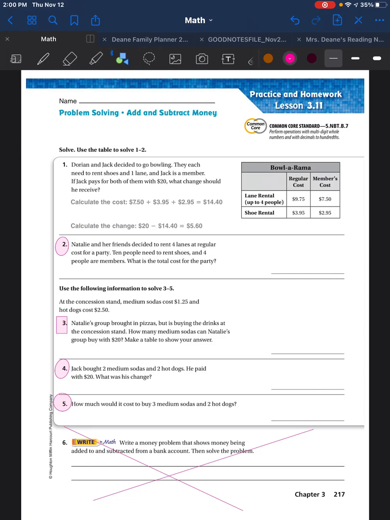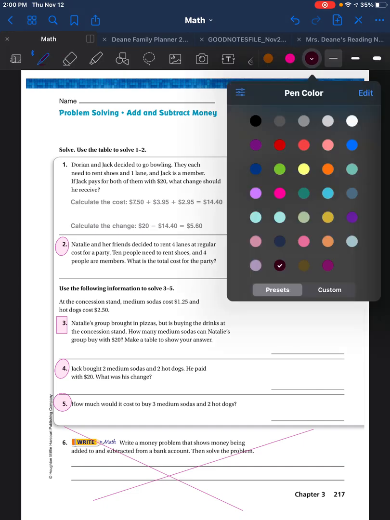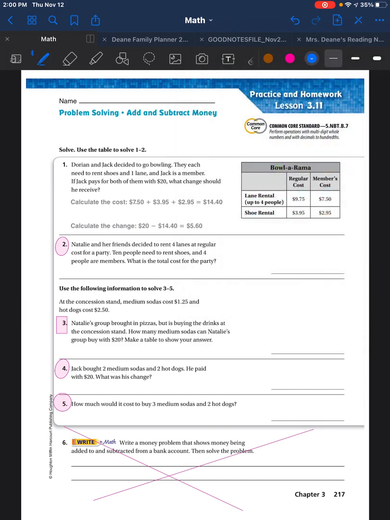So I am going to ask that my blue group also do, let's see here. My blue group's going to do 3 and 4. The rest of you are doing 2 through 5.